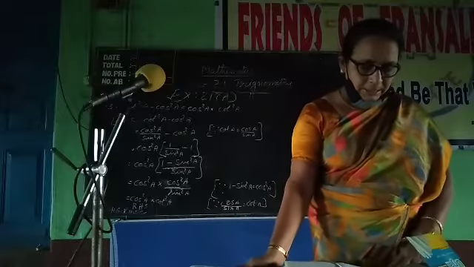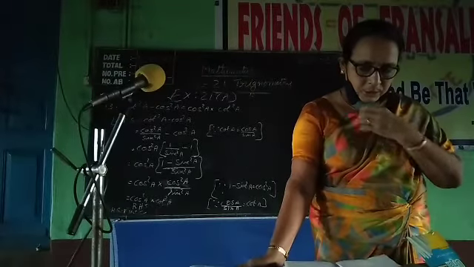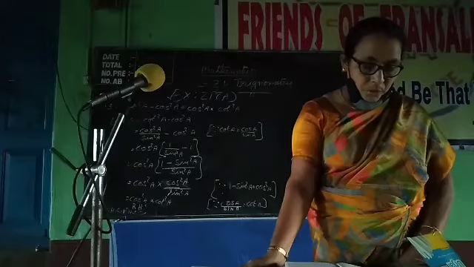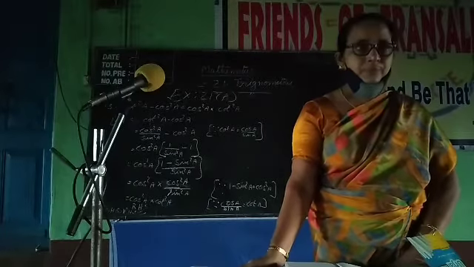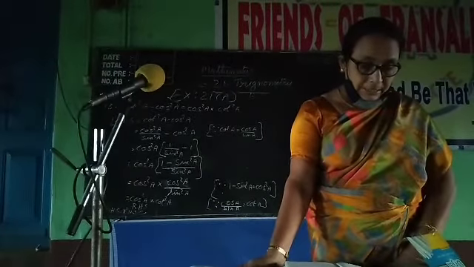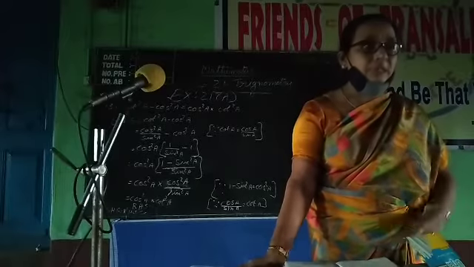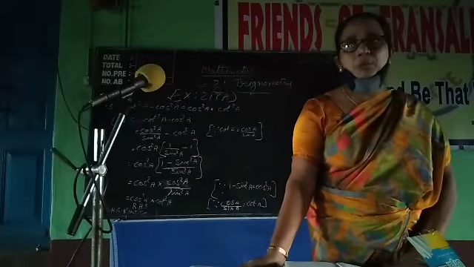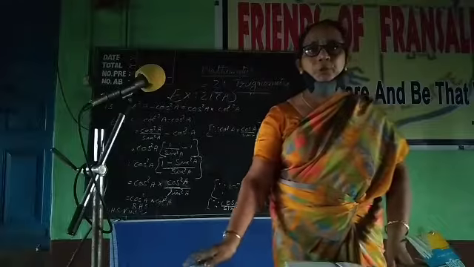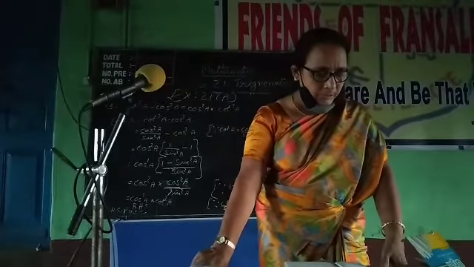The 14th one is given as cosec A plus sin A into cosec A minus sin A is equal to cot square A plus cos square A. Cosec A plus sin A, cosec A minus sin A, it is in the form of A plus B into A minus B, which is equal to A square minus B square. We will get it.